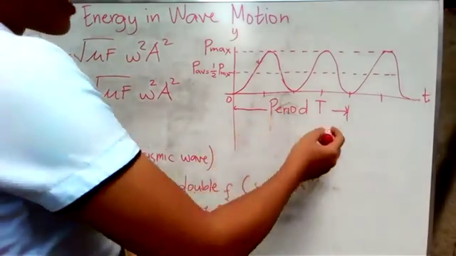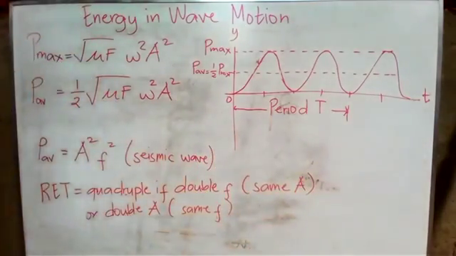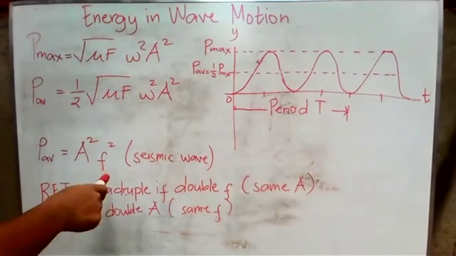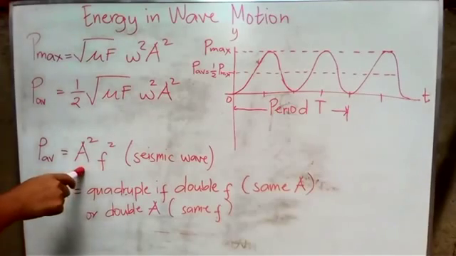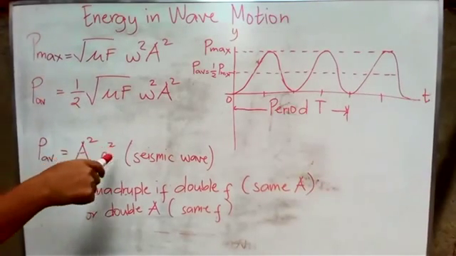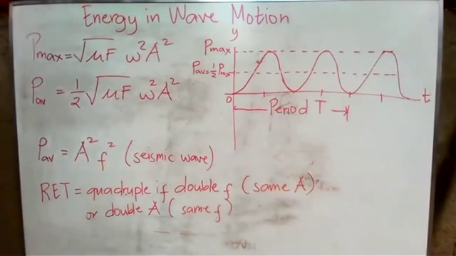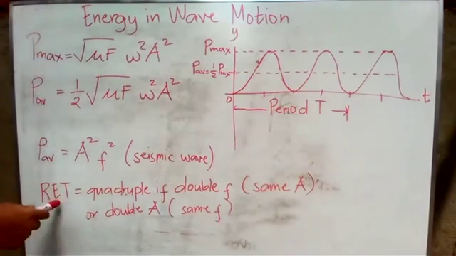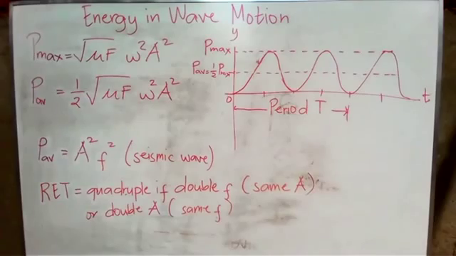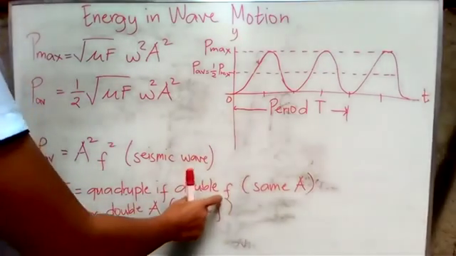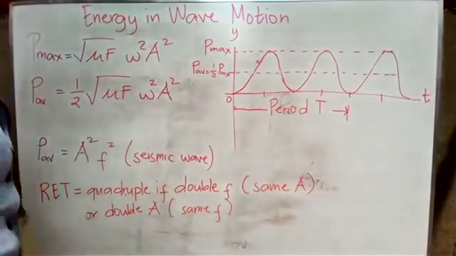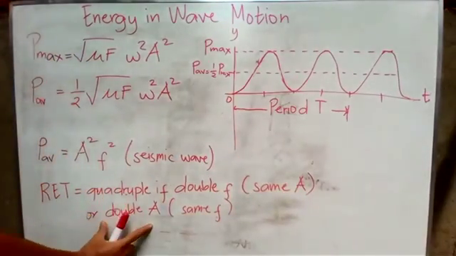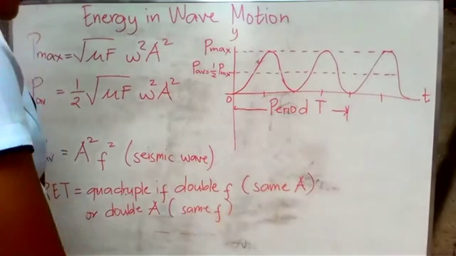As you can see in this illustration, the average rate of energy transfer is proportional to the square of the amplitude and the square of the frequency. In a mechanical wave, the rate of energy transfer will quadruple if we double the frequency with the same amplitude, or if we double the amplitude with the same frequency.